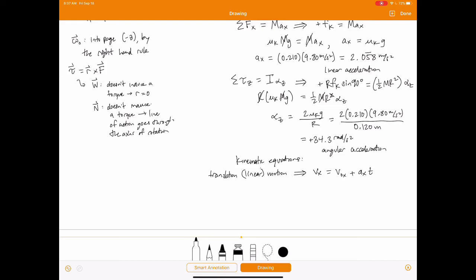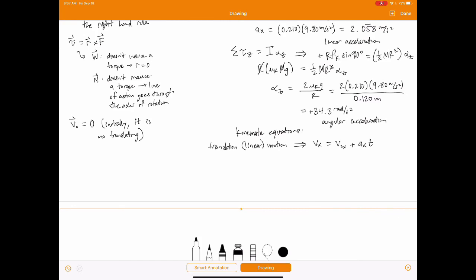Now, in this case, the initial velocity of the wheel is equal to 0 because initially it is not translating. So it's only rotating at the start. So therefore, we can say that V naught x goes to 0, and then Vx, the velocity of our wheel at any given time, is going to be equal to that acceleration we found, ax, which is 2.058 meters per second squared times t.